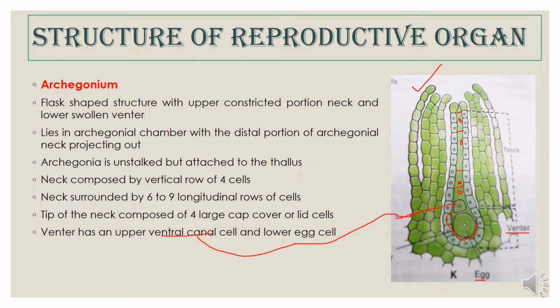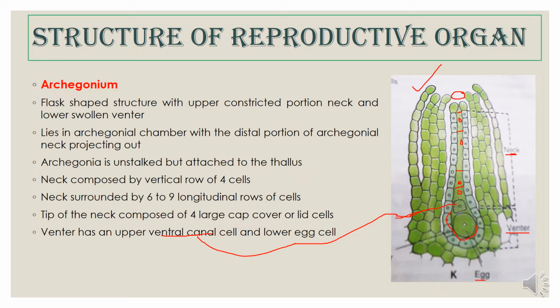So this flask-shaped archegonia is borne inside the archegonial chamber, and that lies embedded in the thallus of the Riccia gametophyte on the dorsal surface. And this is the ostiole, the opening of the archegonial chamber. In the antheridia, in the last slide also, the opening was called ostiole. So this is the archegonia.